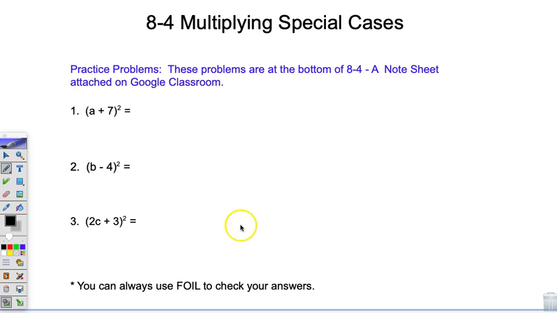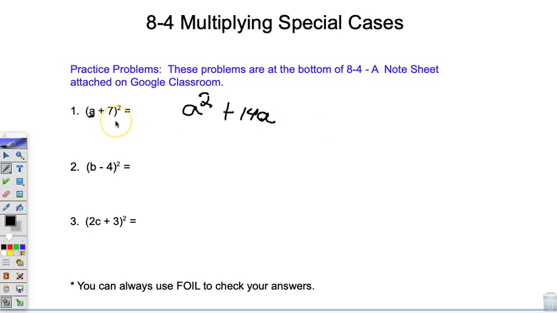So let's take a look at a couple more examples then. These are the first 3 problems at the bottom of page 8-4 note sheet that I've attached on Google Classroom. So let's go ahead and solve these together. We're going to follow those 3 steps of the shortcut. So the first step was to take the first term, which is a, and just square it. So that's a squared. The second step, probably the harder one to remember, is to take the product of the 2 terms, which is 7 times a, so that's 7a, and then you're going to times it by 2. That would be 14a. And again, those are both positive numbers.